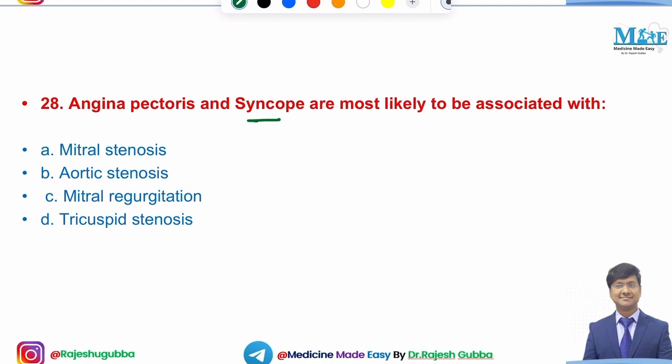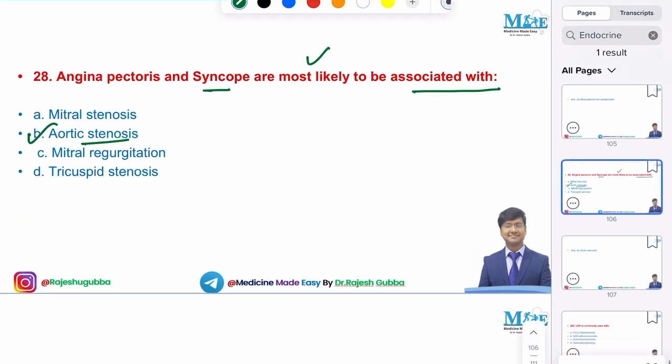Angina pectoris and syncope are most likely to be associated with mitral stenosis, aortic stenosis, mitral regurgitation, tricuspid stenosis. So angina pectoris as well as syncope, just now as we have discussed, is most commonly associated with the aortic stenosis. Next question.